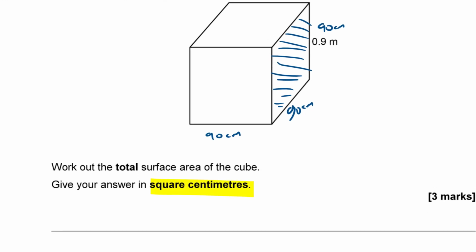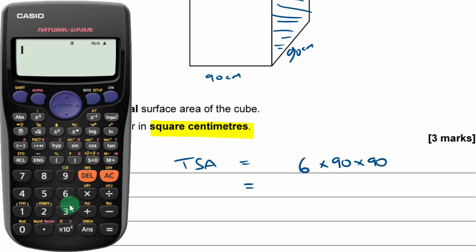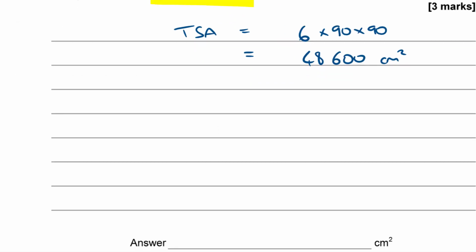So the total surface area of this cube is going to be the area of one face, which is 90 times 90, times by the number of faces, which is 6. So we're going to find 6 faces, and each face is 90 by 90. So the total surface area is going to be 6 times 90 times 90. So tapping that into the calculator, 6 times 90 times 90 gives me the answer of 48,600 centimeters squared. 48,600 centimeters squared.